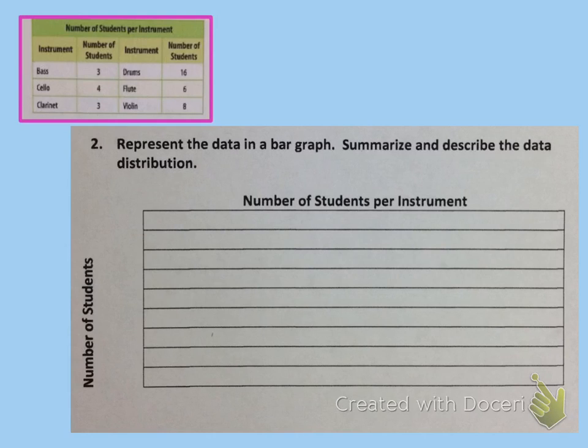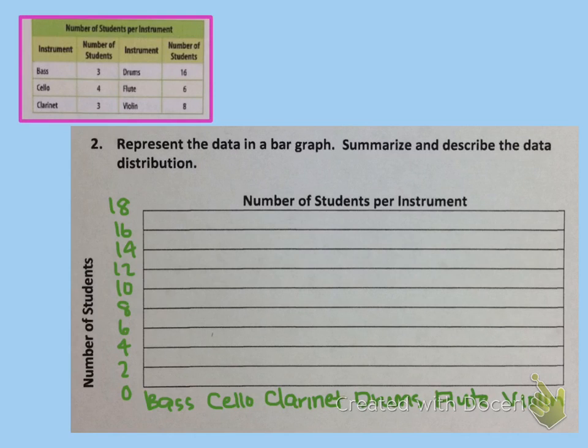So let's start here with the numbers. We'll put a 0 here. And then we'll count by 2s at each line. So 2, 4, 6, 8, 10, 12, 14, 16, and the top line will represent 18. Now on the bottom, we need to go ahead and put the names of each of the instruments. So go ahead and take a second to do that. There are 6 instruments in the table, so make sure you have 6 instruments labeled on your bar graph.